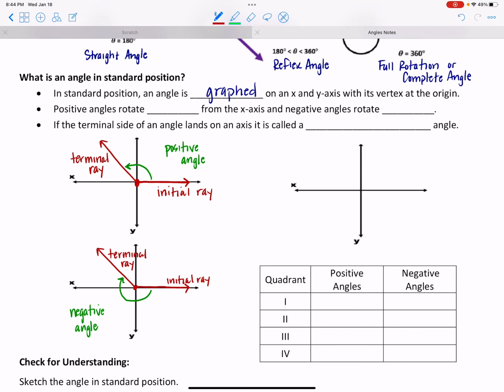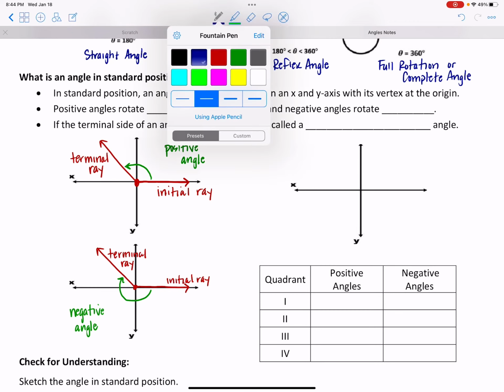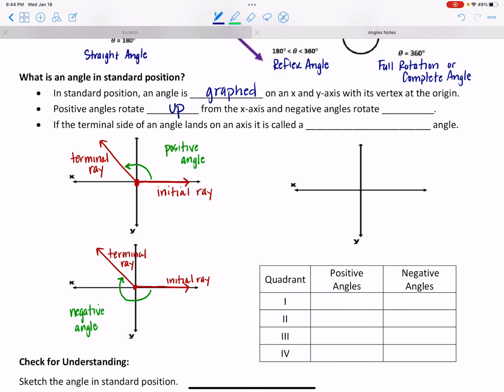Okay? So positive angles are angles that are going to rotate up from the x-axis. So we always start on the positive part of the x-axis. If we go up and the terminal side rotates up, we're looking at positive, and if it rotates down, then we're looking at a negative angle.